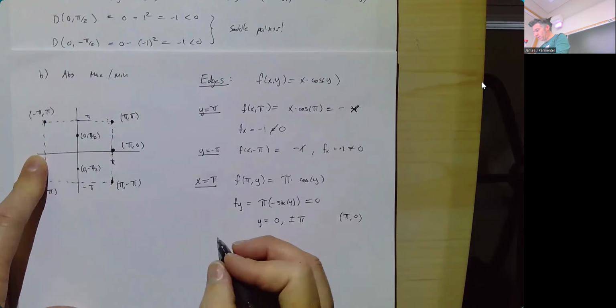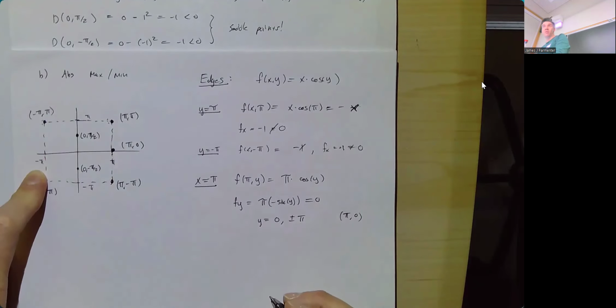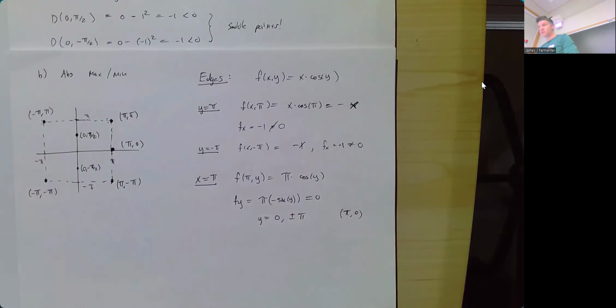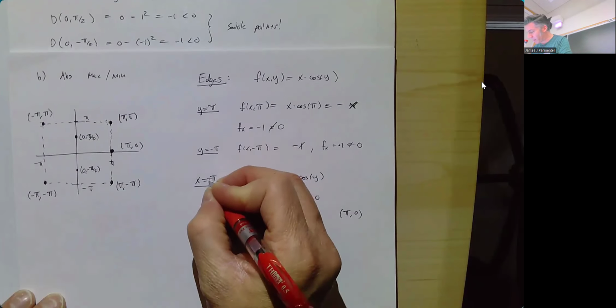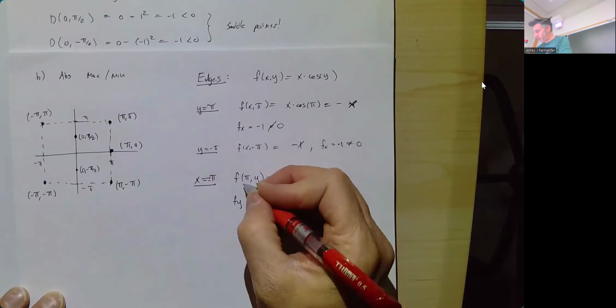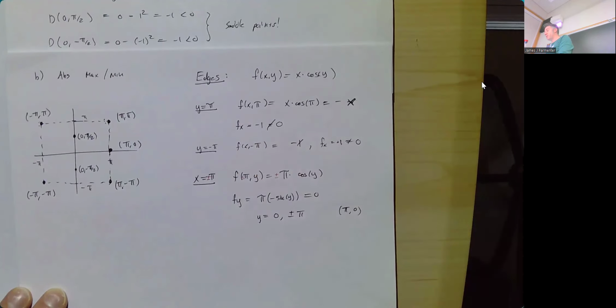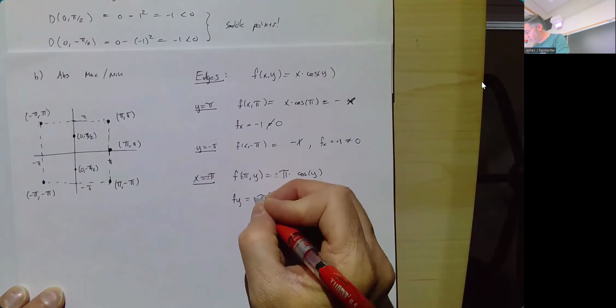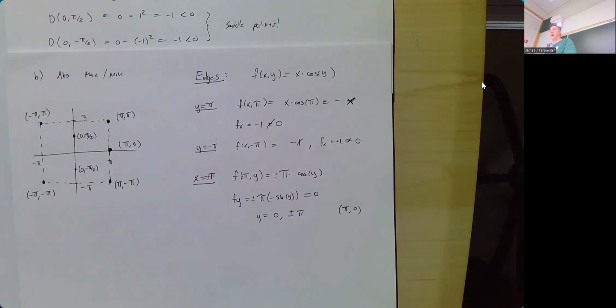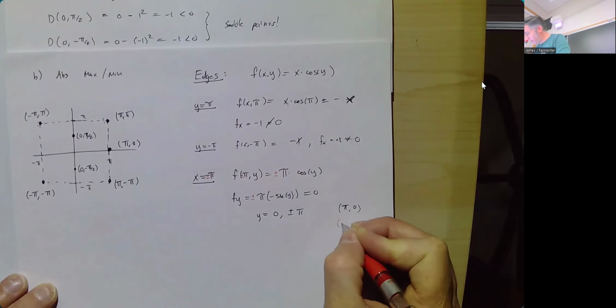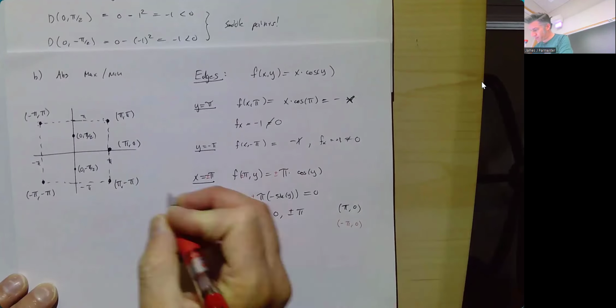And then finally, I bet we're going to get negative pi comma 0 as well for the same reasons, right? In fact, let's just do this. Seeing that we're going to get that, we can make our lives a little bit easier. I could have said x was plus or minus pi, and then f of plus or minus pi comma y is plus or minus pi times cosine of y. Taking the partial derivative, you get plus or minus pi times negative sine of y, and you still get the same zeros. So also negative pi comma 0.